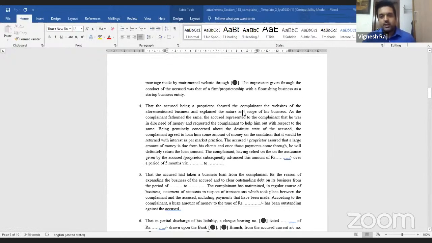The second part that you need to state is the basis for the complaint. So you will have to show that there was a transaction or a business or a loan or some sort of transaction which formed the basis for the existence of a debt due to the complainant by the accused. So that is what you will be describing.